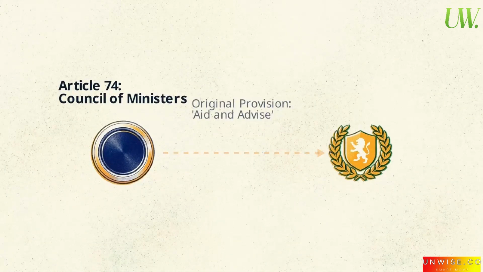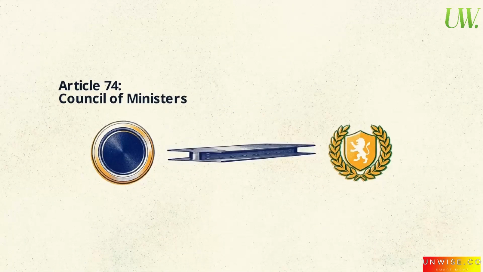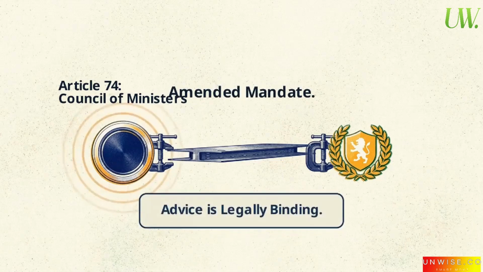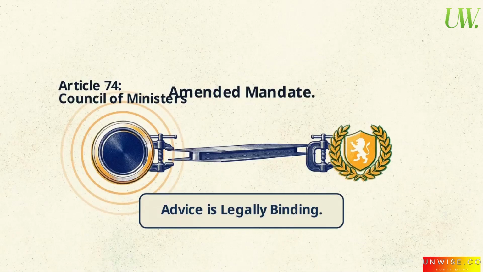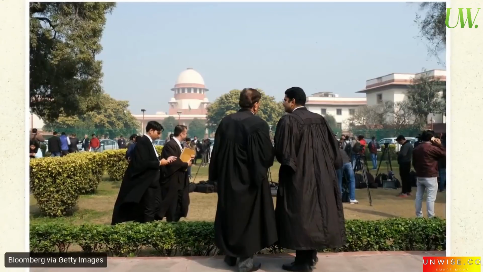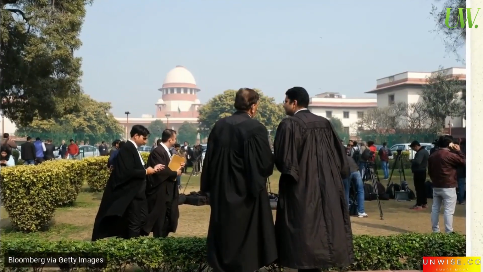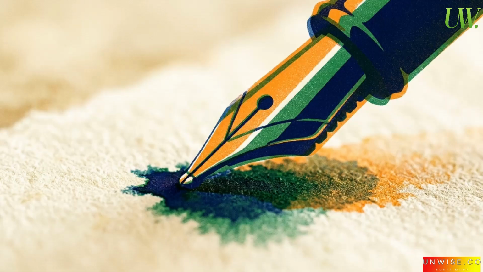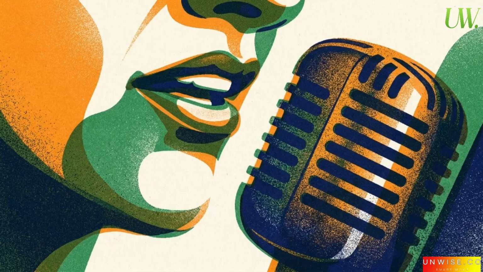It establishes a council of ministers, with the Prime Minister at the head, to aid and advise the President. While the phrase aid and advise sounds suggestive, the 42nd and 44th constitutional amendments locked into place a very different reality. They explicitly made the Prime Minister's advice legally binding on the President. The Supreme Court solidified this interpretation in 1971 and 1974. The court ruled that whenever the Constitution requires the satisfaction of the President, it legally means the satisfaction of the Council of Ministers. While the President legally holds the pen to sign orders into law, the Constitution and the judiciary ensure that the Prime Minister dictates the words.